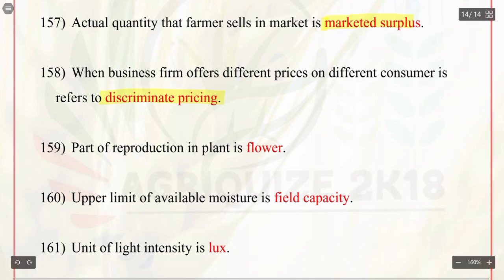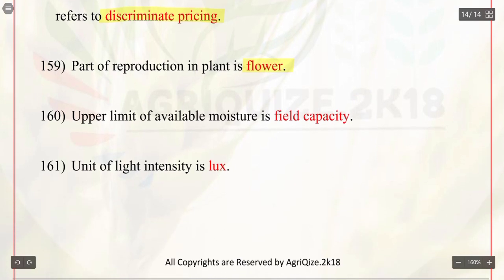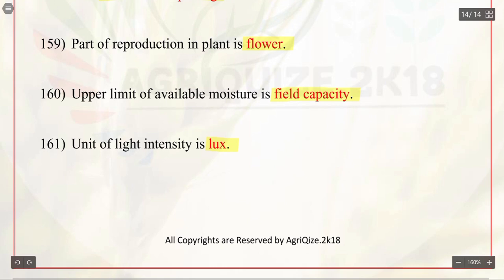Next, part of reproduction in plant is flower. Next, upper limit of available moisture is field capacity. Question 161. Unit of light intensity is lux.